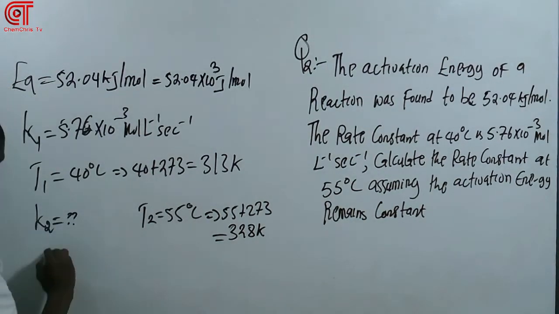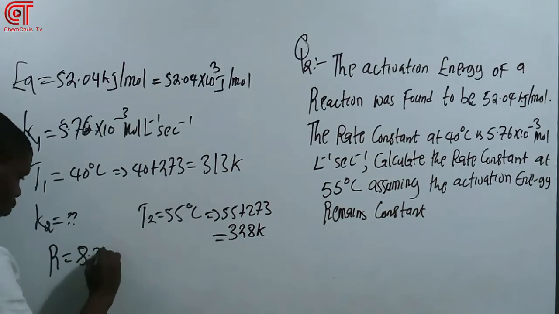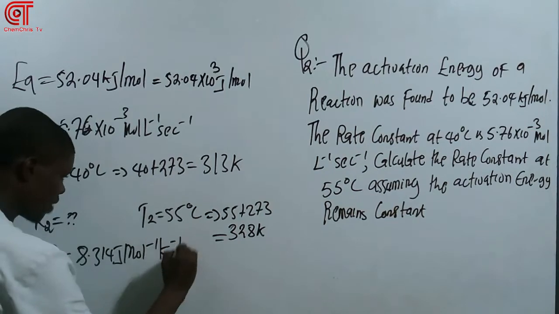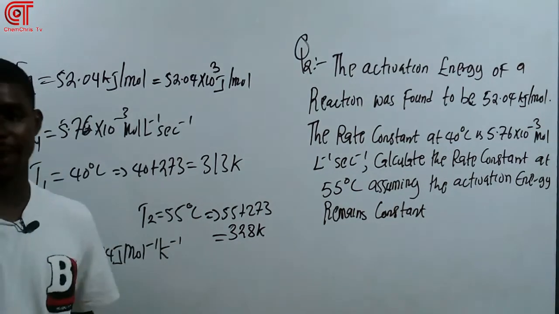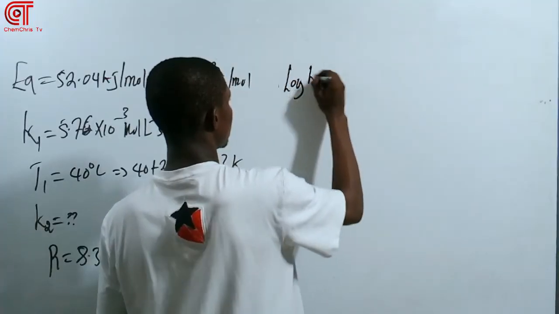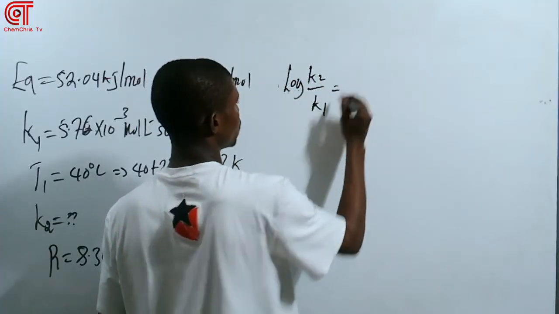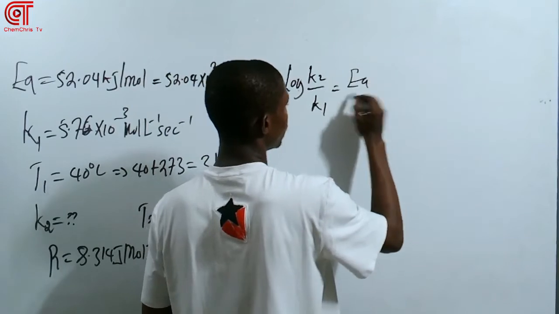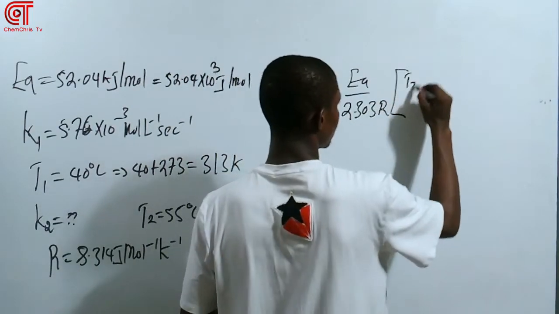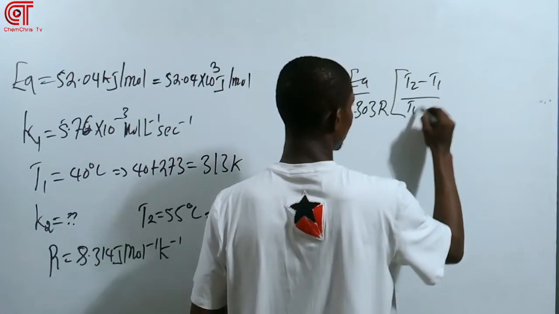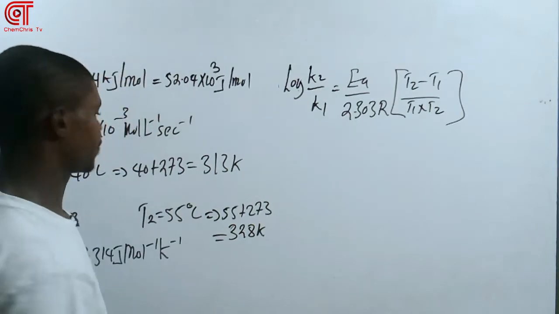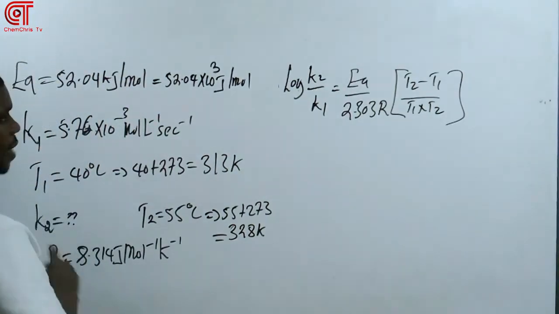Remember, my gas constant R equals 8.314 joules per mole Kelvin. So which formula are we going to use? We are going to use the formula that relates to temperature: log K2 over K1 equals Ea over 2.303 R times T2 minus T1 over T1 times T2. This is what you are using here, remember, we're solving only for K2.